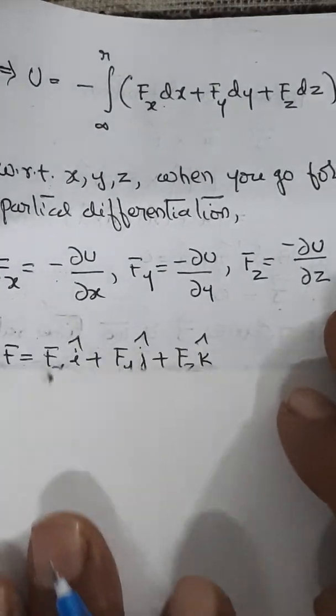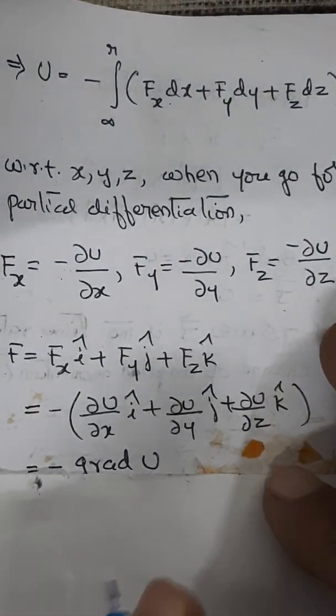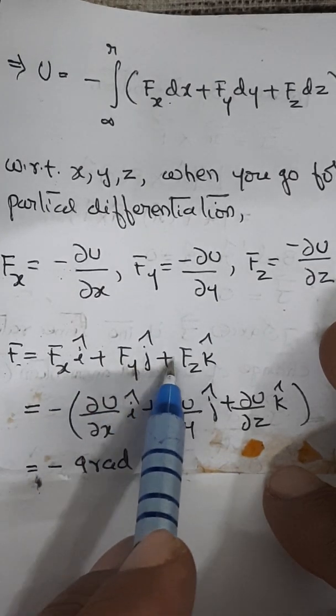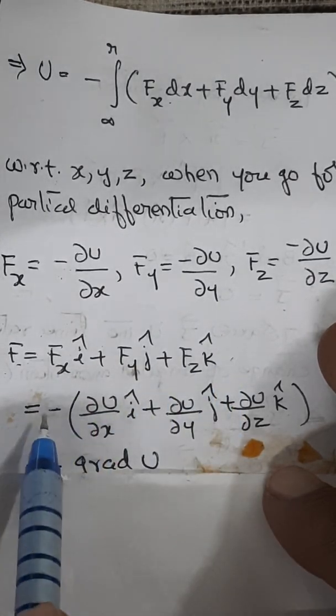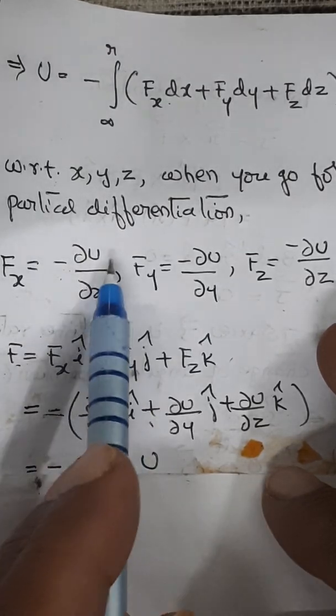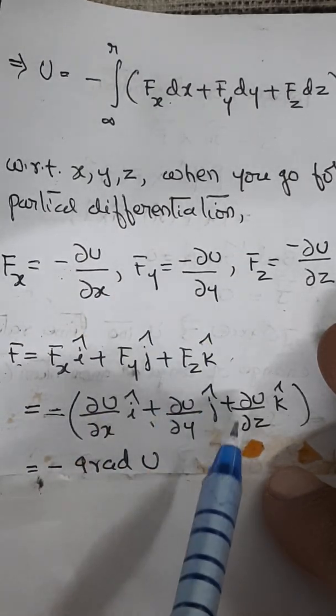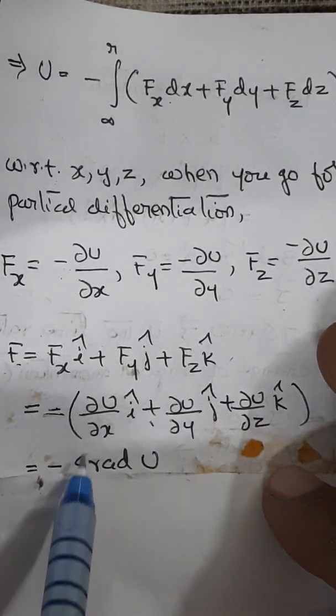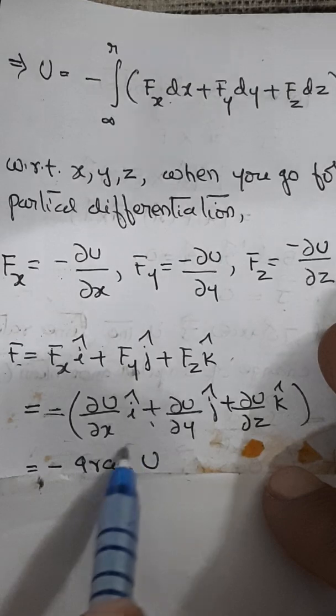How do we represent that? You can represent that as F as fxi plus fyj plus fzk. That means minus of dou u by dou x into i plus dou u by dou y into j plus dou u by dou z into k, when minus is taken as common. Now this is nothing but gradient only.